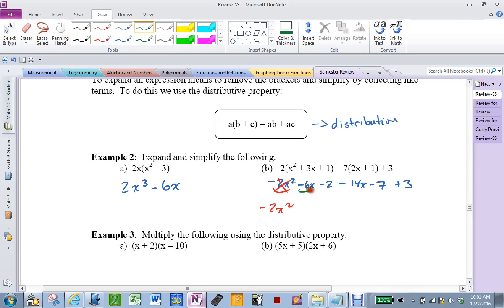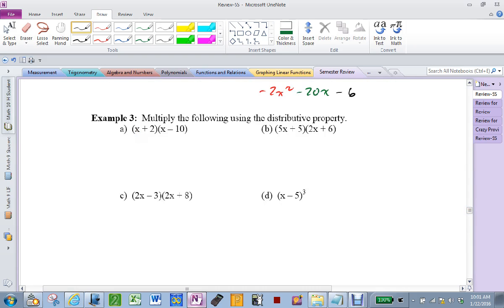Any other x's? Yeah. Negative 14, 6 minus 14, negative 20x. Done. Negative 2, negative 7, positive 3, negative 6. Okay? Everybody can do that? It's still grade 9. But it's in your grade 10 curriculum.